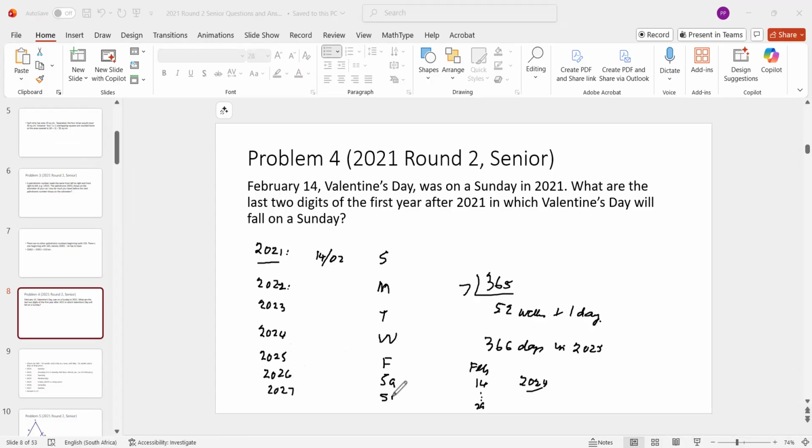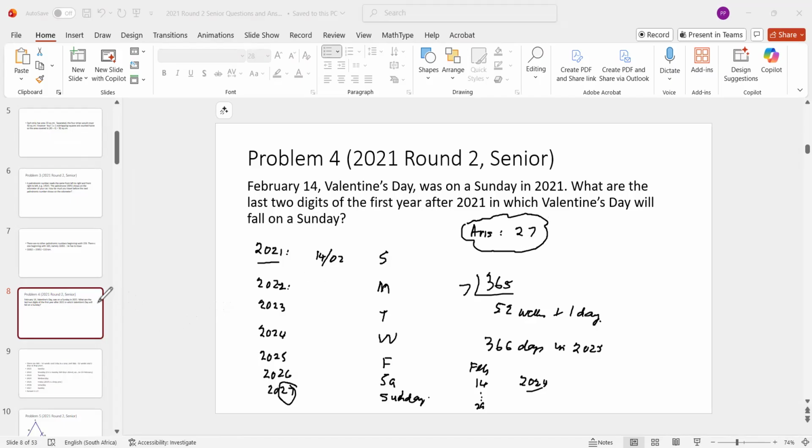And 2027 is a Sunday. So that's the answer to the question. What are the last 2 digits? On the first year after 2021 that it falls on a Sunday, you can see the first time it falls on a Sunday is 2027, and the last 2 digits are 27. So the answer to the question is 27. They simply wanted the last 2 digits.